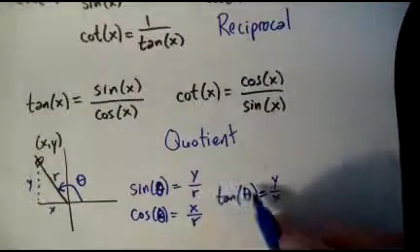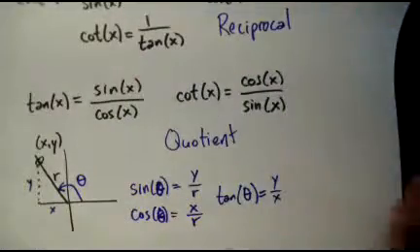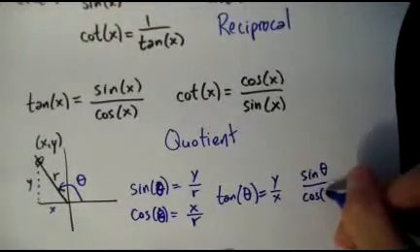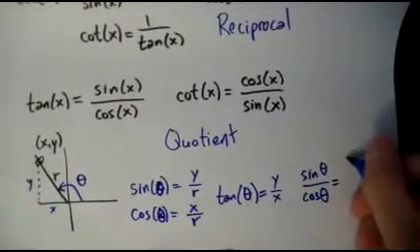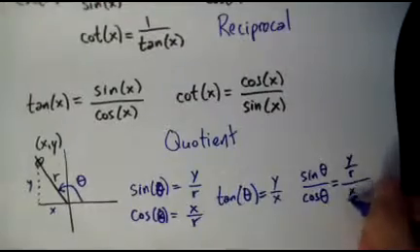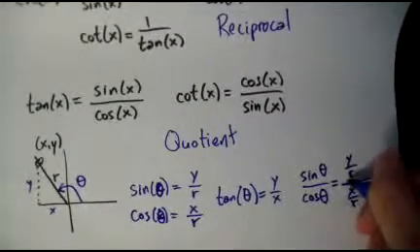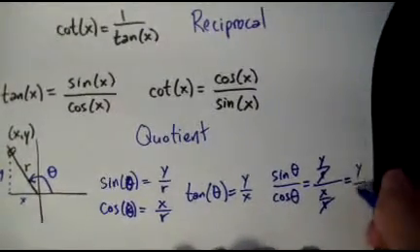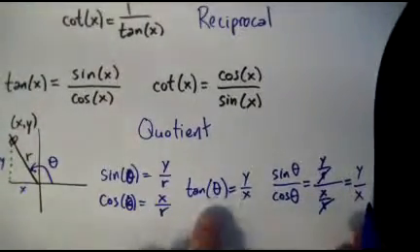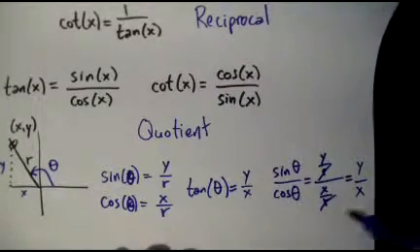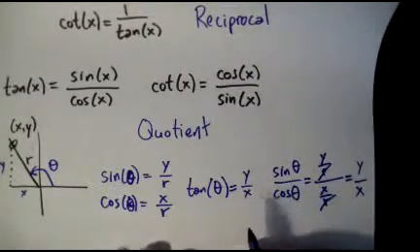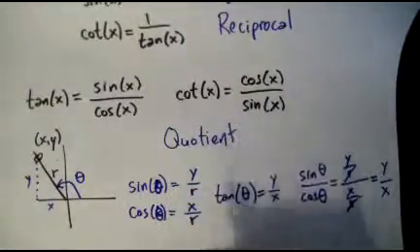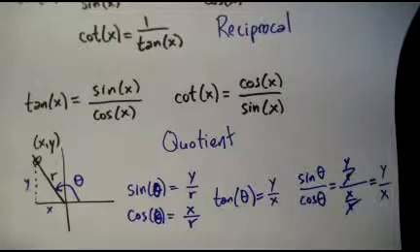So if you think about how these all relate, and think about our quotient identity, well, sine of theta over cos of theta is y over r over x over r. And when you simplify the r's, you just get y over x. And that agrees with our definition for tan of theta. So that's how you can see that there's nothing really new here. This is just a different way of representing what we already know about relationships between the trigonometric functions. But let's look at a few examples.